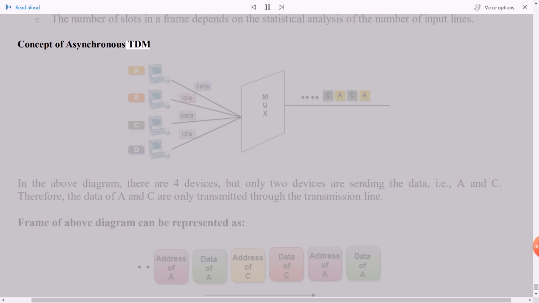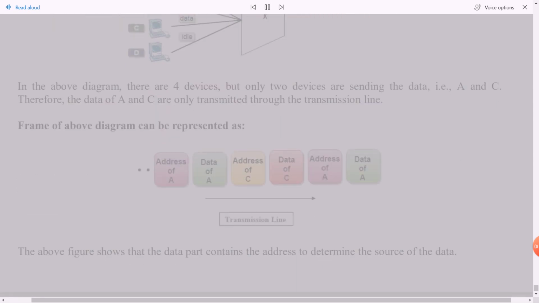Concept of asynchronous TDM. In the above diagram, there are 4 devices, but only 2 devices are sending the data, i.e., A and C. Therefore, the data of A and C are only transmitted through the transmission line. Frame of above diagram can be represented as follows. The above figure shows that the data part contains the address to determine the source of the data.